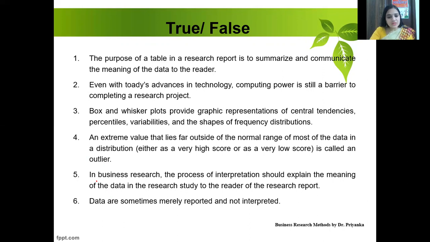Fifth: in business research, the process of interpretation should explain the meaning of the data in the research study to the reader of the research report. Is it?